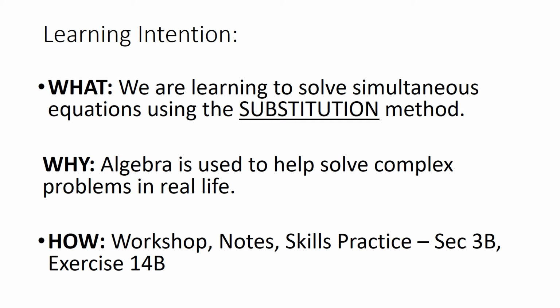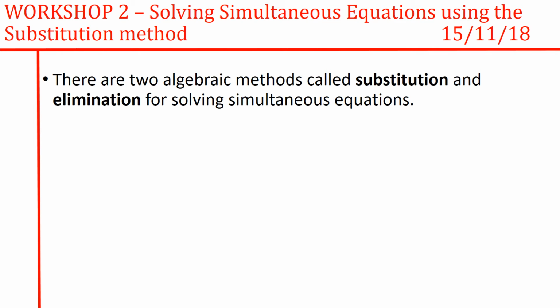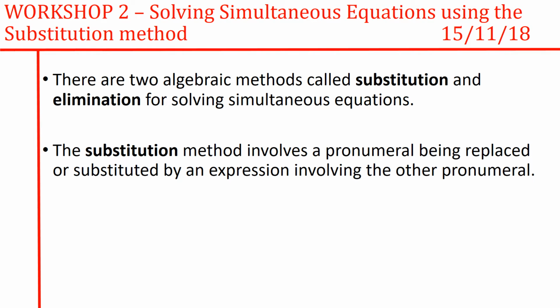Alright, let's get started. So workshop 2, solving simultaneous equations using substitution. Make sure you have your page ruled and you write this heading down in your book with today's date. So there are two algebraic methods called substitution and elimination for solving simultaneous equations. The substitution method involves a pronumeral, so our x or y, being replaced or substituted by an expression involving the other pronumeral. And I'll show you what this means.